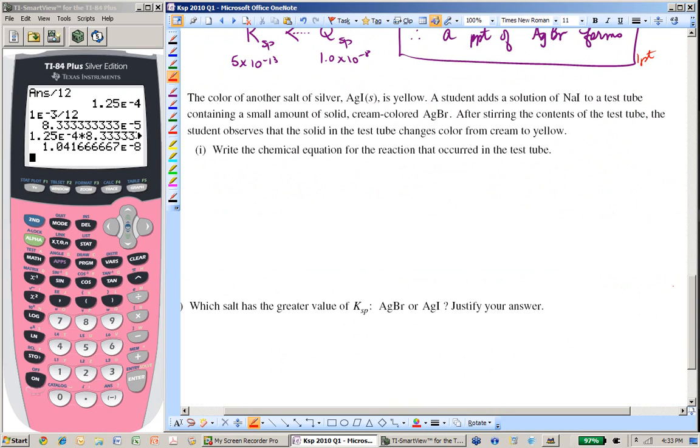Alright, we're in the home stretch, folks. The color of another salt of silver, AgI, is yellow. So cream-colored, AgBr.